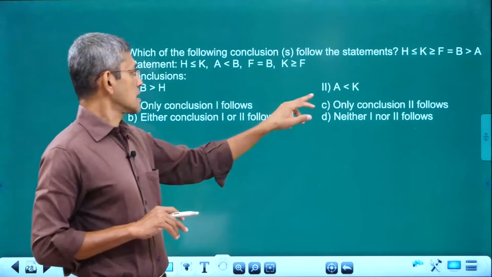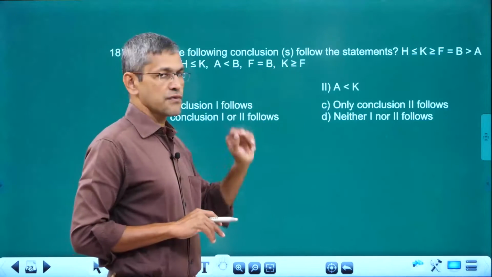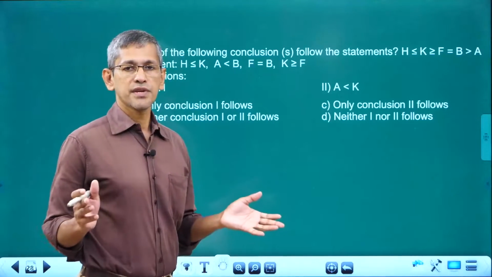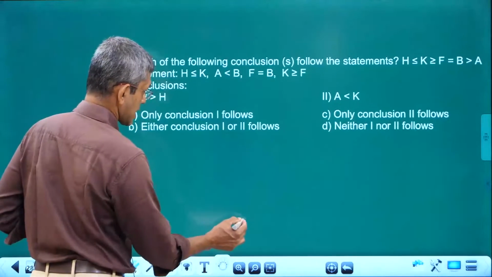And a less than k. Well, a is in the second statement, k is in the fourth statement. So ultimately, we need to combine those statements. How do we combine those statements? Let's take a look at that.